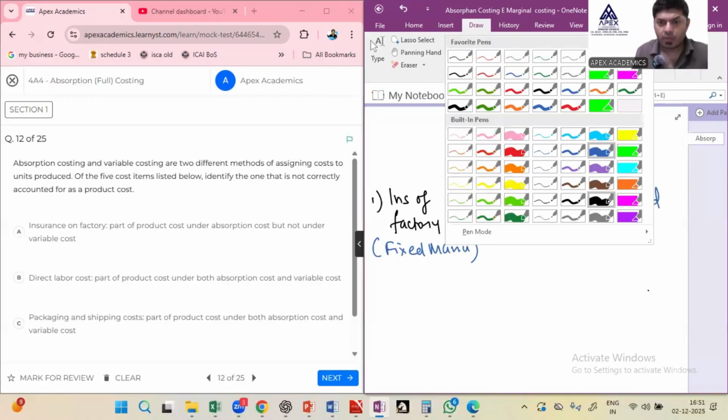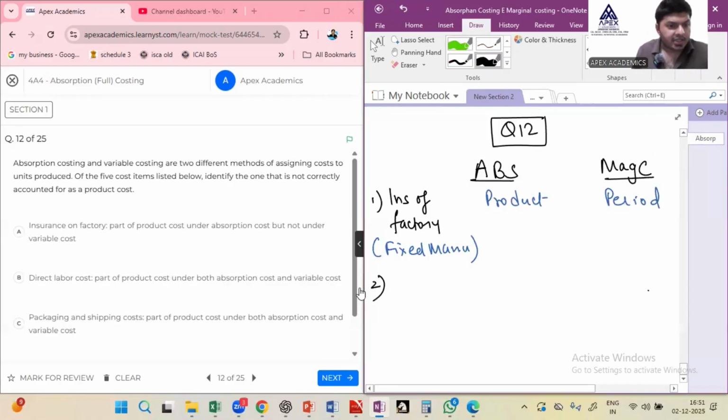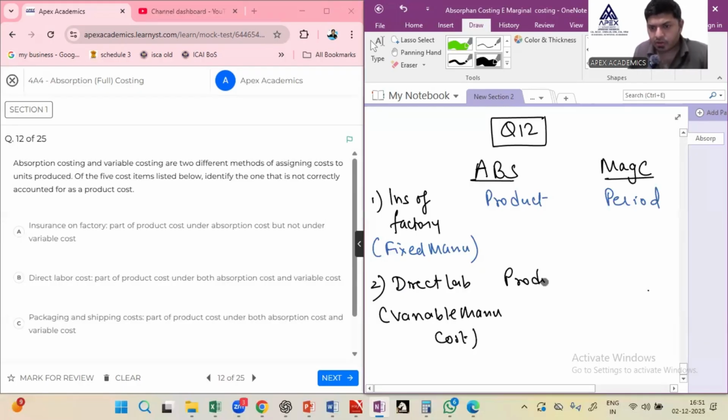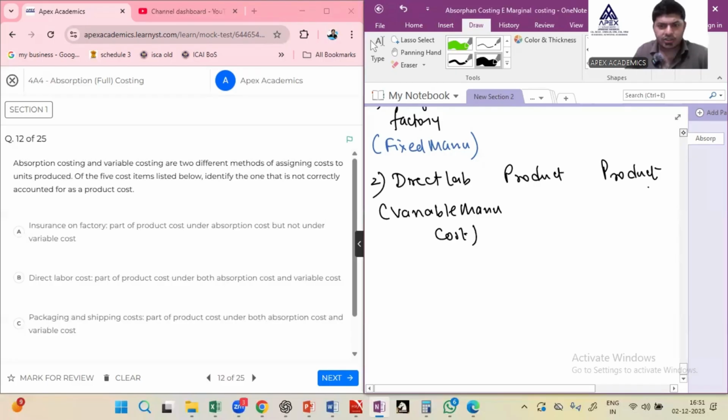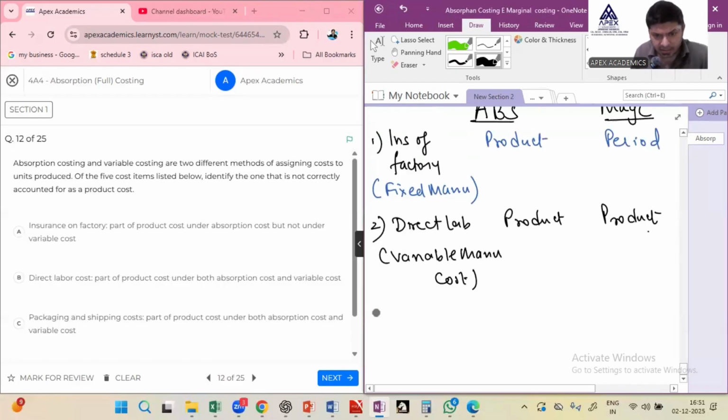Now let me go to option number two. What are they saying? Direct labor cost is a part of product cost under both absorption and variable. Absolutely correct. Direct labor is again a variable manufacturing cost. Therefore, under absorption, it becomes a product cost, as well as under marginal also, it becomes a product cost. So option number two also, I don't see anything wrong.